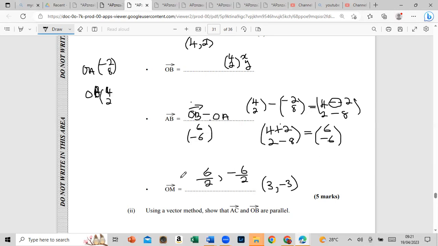No, they didn't ask for AM, that's AM. Oh, they asked for OM. So hold on, it's not finished yet. So OM, that's equal to OA plus AM.